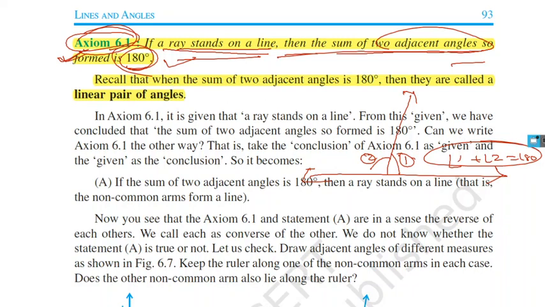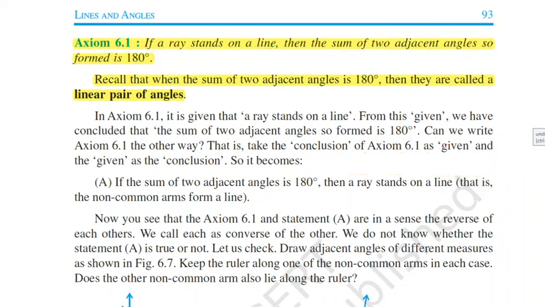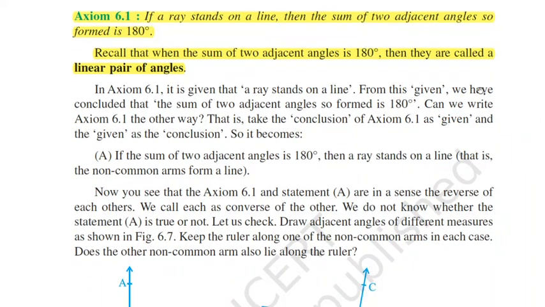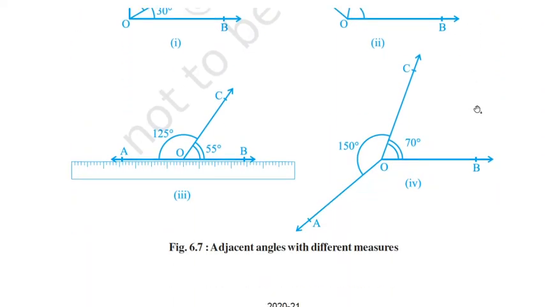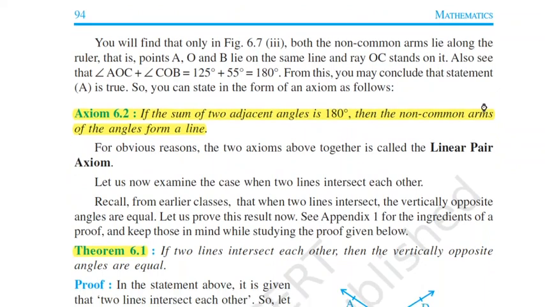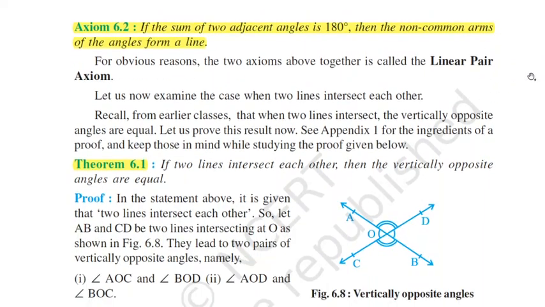Okay, now we'll move further. Axiom 6.2 is there again. Let's see what axiom 6.2 is. Axiom 6.2: if the sum of two adjacent angles is 180 degrees, so we will draw two adjacent angles.